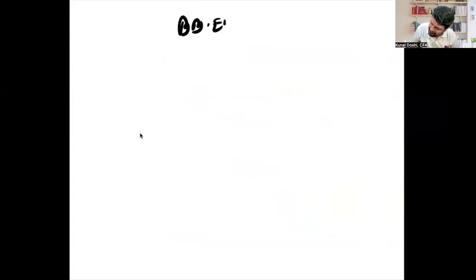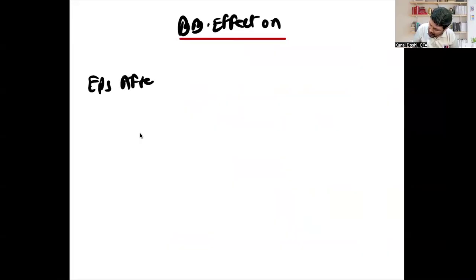So we are going to write about this. Buyback effect: first we will see EPS. So we will write EPS after buyback.